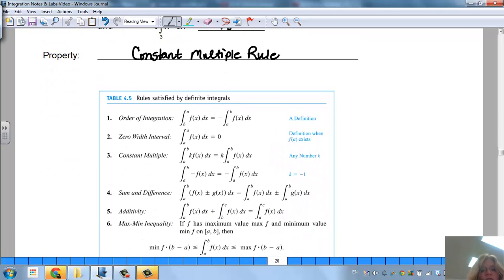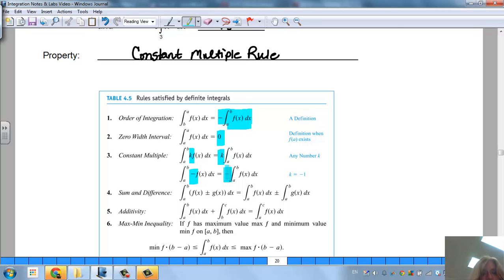We have the order of integration, so this is the first one that we just did, okay? Zero width is that if I went from A to A, meaning my interval didn't change at all, it's the same number, it's going to be a zero width right here. My answer would be 0. Here, this one's a negative. The constant multiple, I showed you that here's your constant here. You can bring it out front and get the same thing. If you had a negative here and put the negative out front, it's like -1.